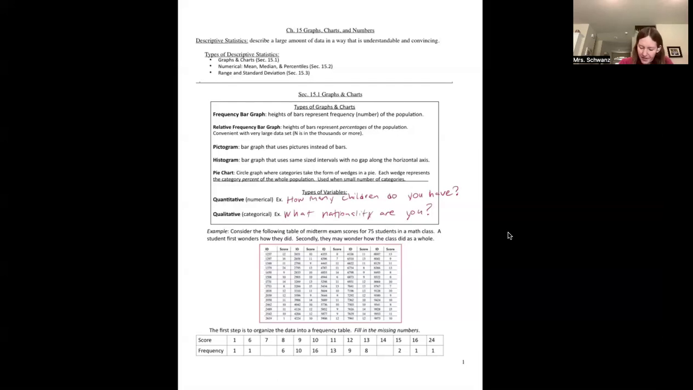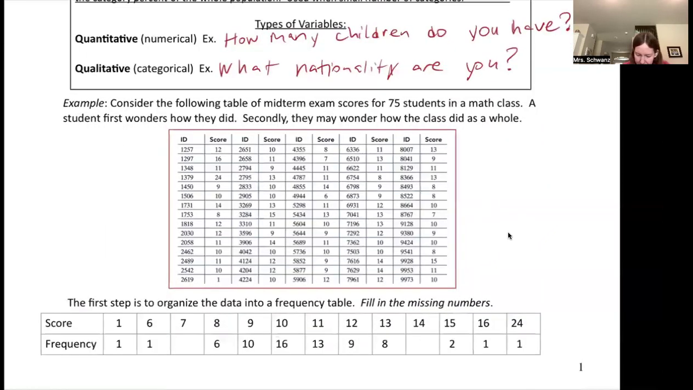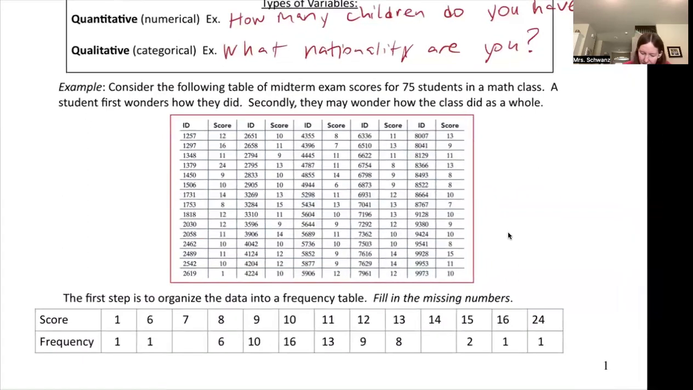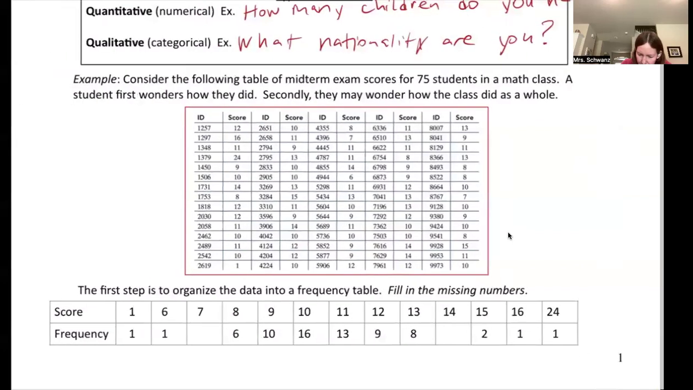So in order to answer that question, how did I do compared to other people, we're going to draw a graph. And you could reconcile where you are in the graph compared to other people. It's kind of really small here, but here is the score. See, this is the score column.